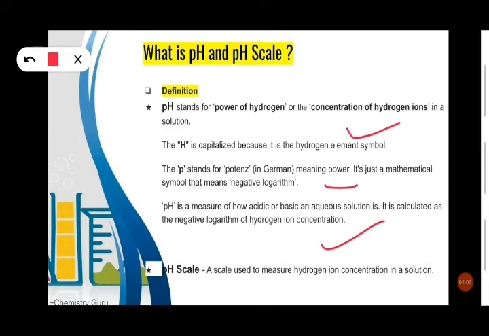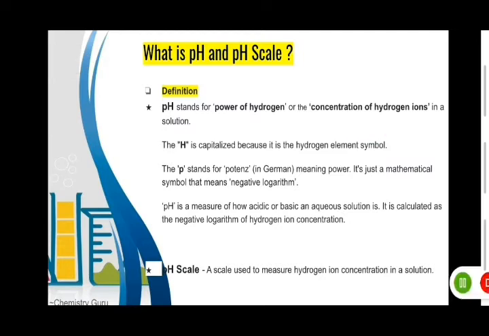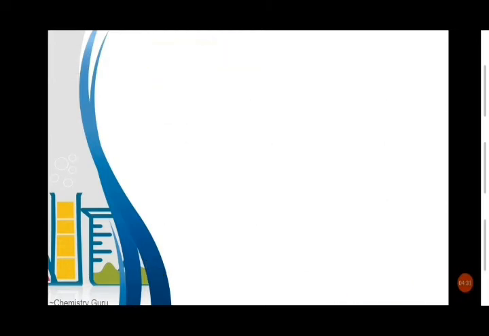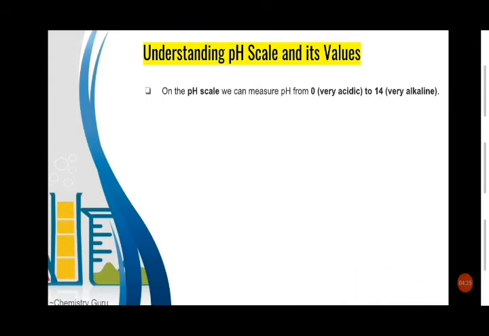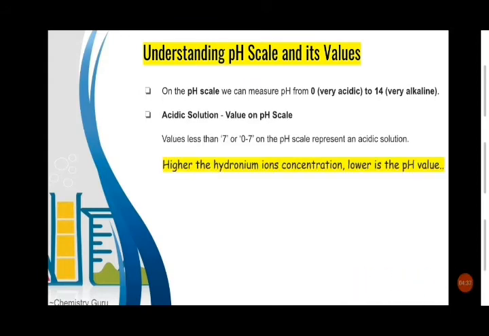A scale which is used to measure the hydrogen ion concentration is known as the pH scale, because it is helping us to identify the hydrogen ion concentration. Now let us discuss more about the pH scale. On the pH scale we can measure the pH from 0 to 14, 0 which is very acidic to 14 which is very alkaline.